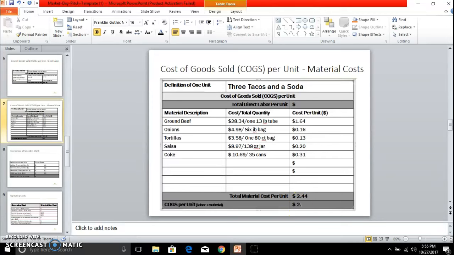So we add the $2.44 plus our labor, which was 36 cents from the previous slide and video, and that equals roughly $2.80. So we know that our cost of goods sold per unit, our labor plus materials, is going to equal $2.80. That's how you calculate the material costs and how you figure out the cost of goods sold per unit, which is what you want to come up with right here, $2.80. So that is how you figure out material costs.